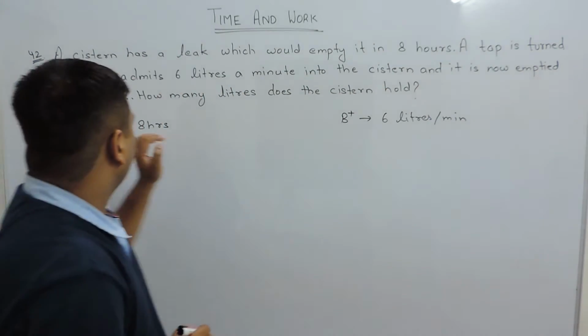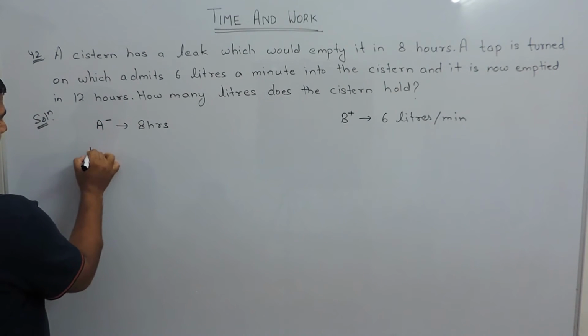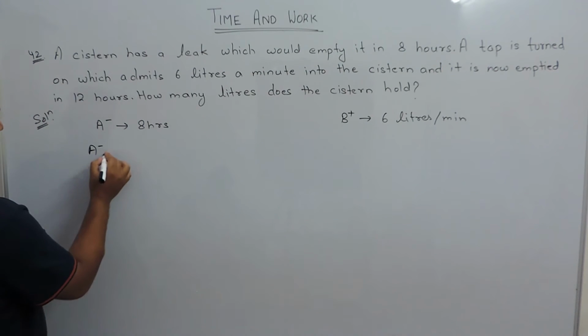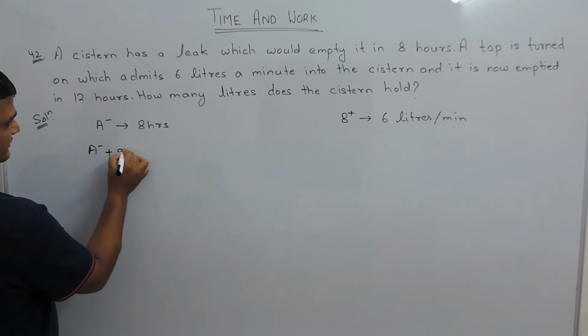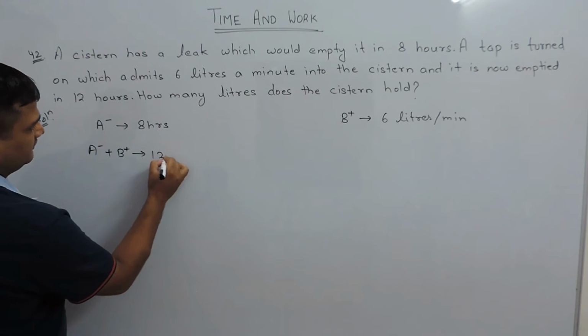and it is now emptied in 12 hours. Now emptied in 12 hours means now there are two workers. The first one is A, which is the negative worker, and the second worker is the positive worker, that is B, and now the tank is emptied in 12 hours.